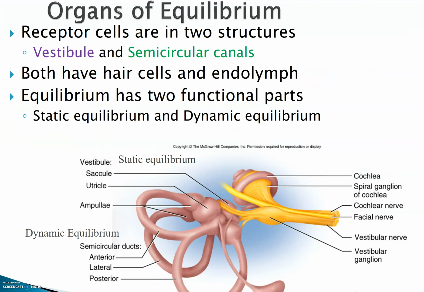So now we're going to move on to equilibrium. So we have the receptors of sound right here in the cochlea, and the oval window is actually there in the vestibule. Now there's receptors for equilibrium in both the vestibule, which is this structure right here, and the semicircular ducts, which are here.